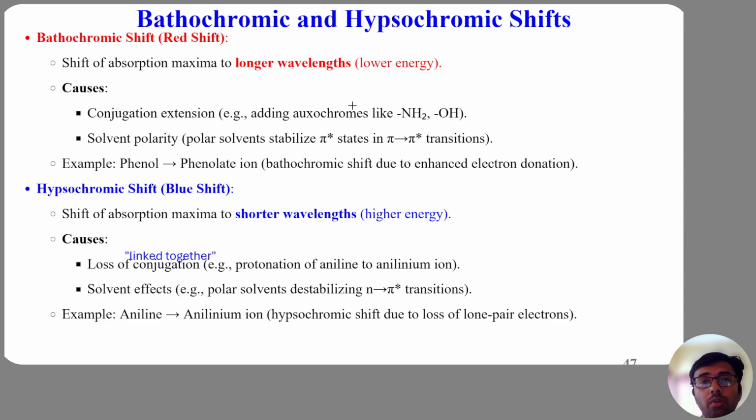Now consider the opposite case. A hypsochromic shift, or blue shift, moves absorption maxima toward shorter wavelengths. Structurally, this occurs when conjugation is lost. For example, protonation of aniline forms anilinium ion. The nitrogen lone pair can no longer participate in conjugation. The energy gap increases, producing a sharp blue shift. Environmentally, polar solvents also induce blue shift in n to pi star transitions through hydrogen bonding.